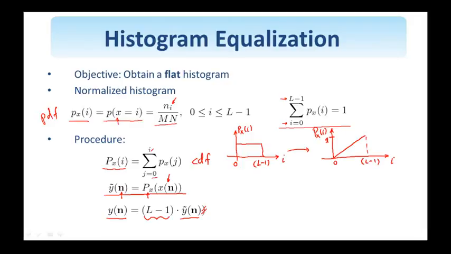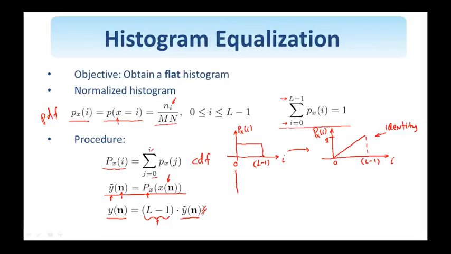And after I multiply the values here, y tilde, by L minus 1, then the values again of y of n are going to range from 0 to L minus 1, and therefore the overall transformation will be the identity transformation. So as expected, if the histogram of the image is already equalized, I should not change anything, and therefore I should perform the identity transformation.